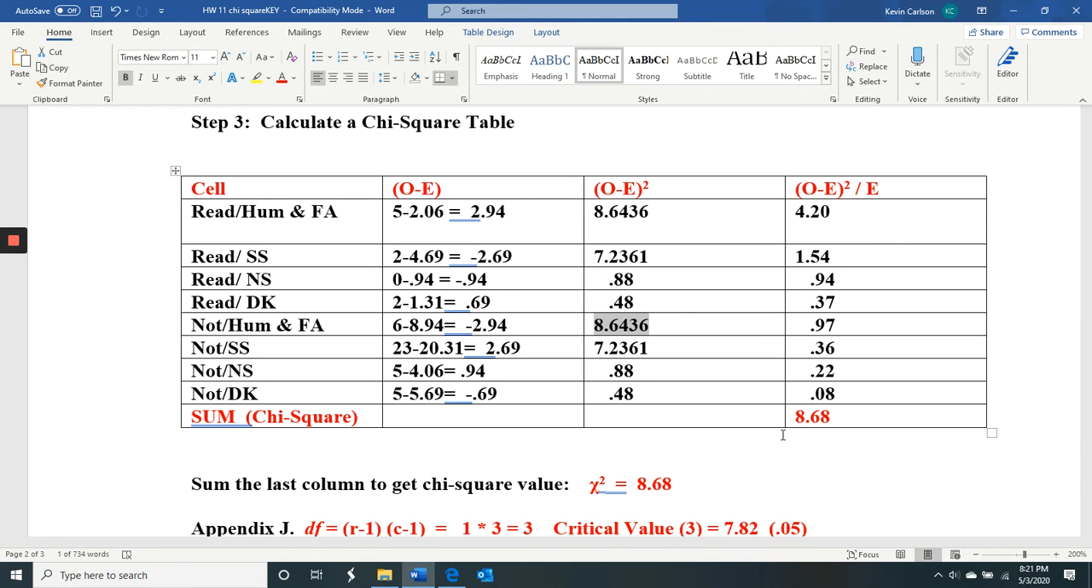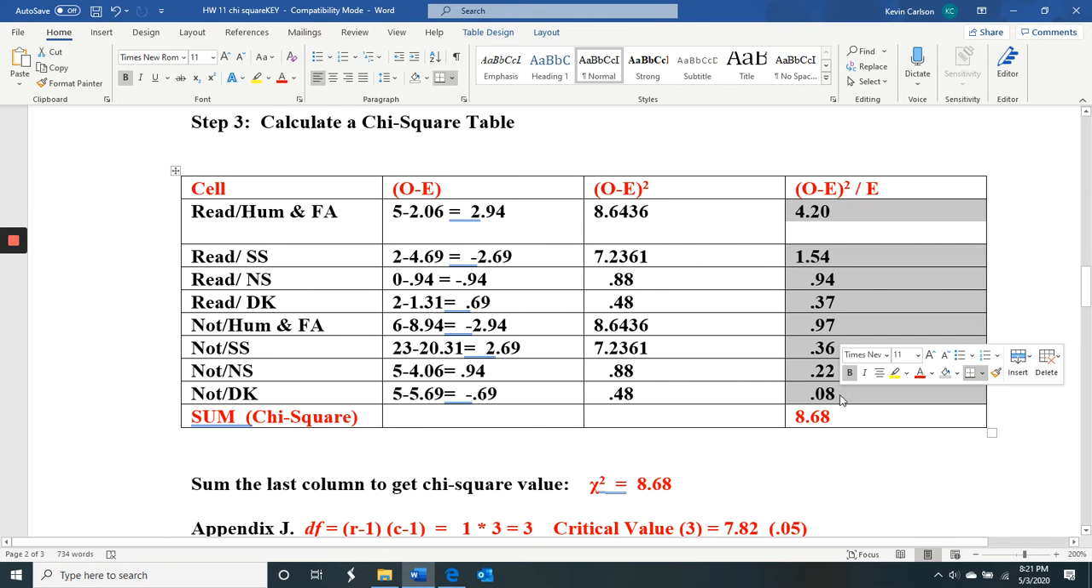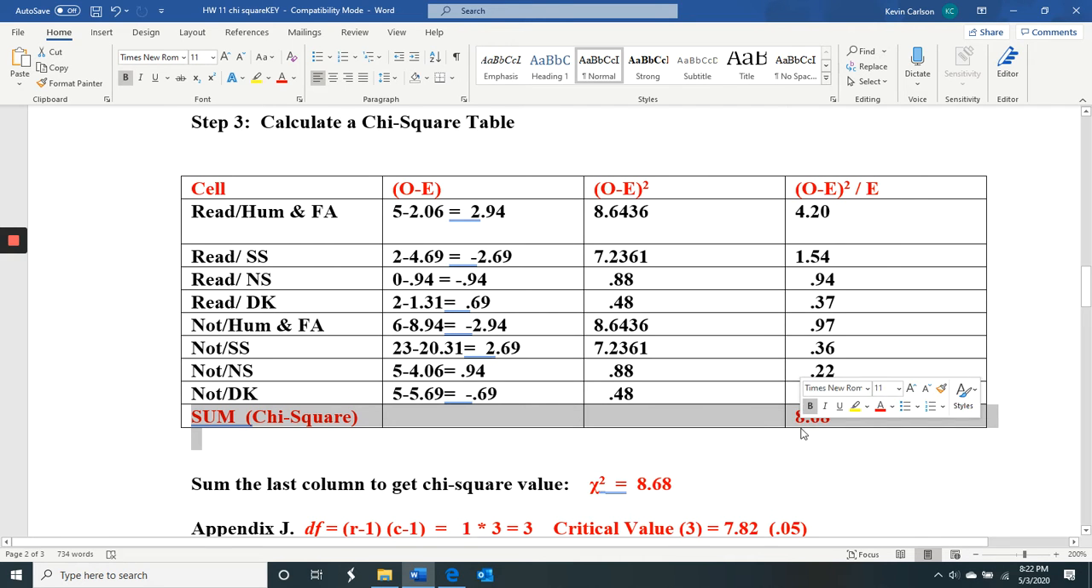So 8.6436 divided by the expected 8.94, it's 0.97. So these are the numbers that you should have in your table here, and these are the ones that we're going to add to get our chi-square. So we add those together, and our chi-square is 8.68.